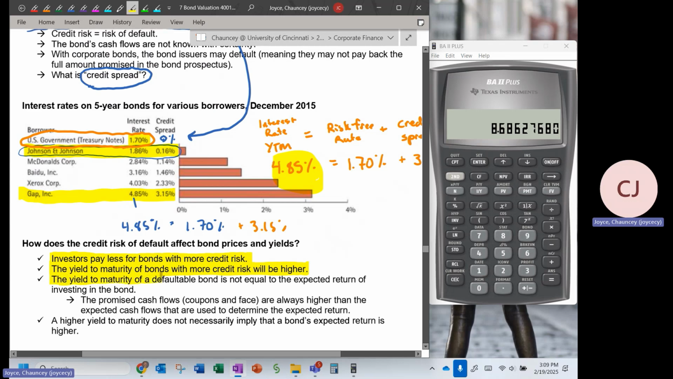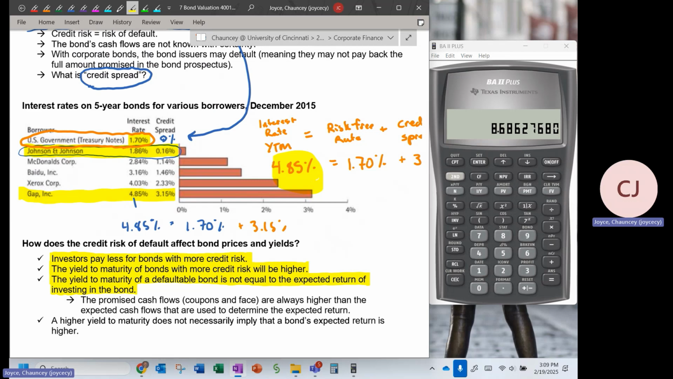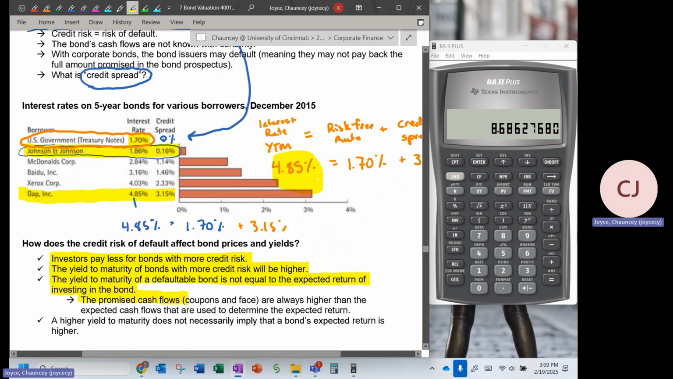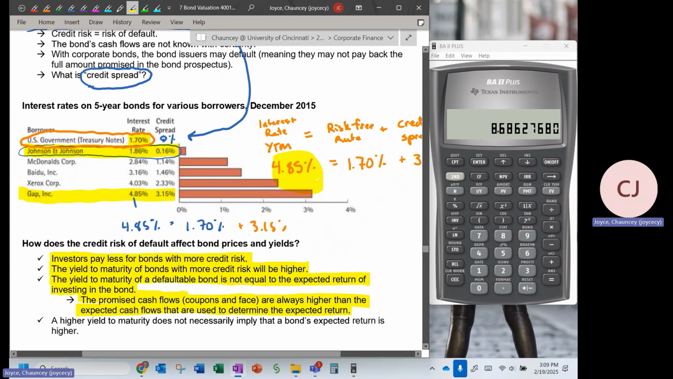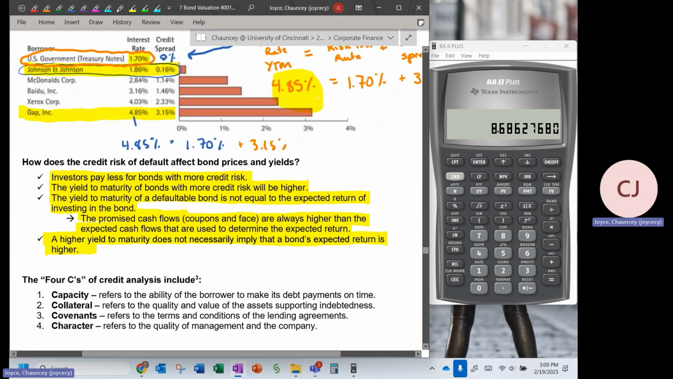The yield to maturity of a defaultable bond is not equal to the expected return of investing in the bond. And that's an important piece. These cash flows aren't guaranteed. When they specify a coupon rate, they may not end up paying it back. It may default. So the promised cash flows from that bond, which we call coupons and face value, are always higher than the expected cash flows. So the reason is some of these bonds will default. And the bond's not going to pay any more than it specifies. There is a chance it pays less, and that occurs because there are some bonds that will default. So a higher yield to maturity doesn't necessarily imply that a bond's expected return is higher. So these are very important things to think about.